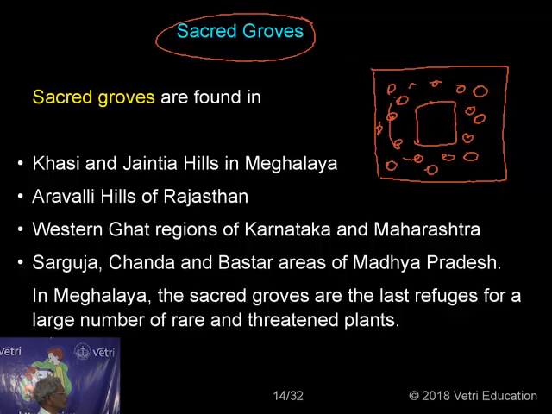These sacred groves are found in Khasi and Jaintia hills of Meghalaya, Aravalli hills of Rajasthan, Western Ghat regions of Karnataka and Maharashtra, Sarguja of Chhattisgarh and Bastar areas of Madhya Pradesh. In Meghalaya, the sacred groves are the last refuges for a large number of rare and threatened species. Rare and threatened species, a beautiful concept. The plants are becoming very, very rare. Still worse is the threatened condition. The plants are being threatened of becoming extinct.